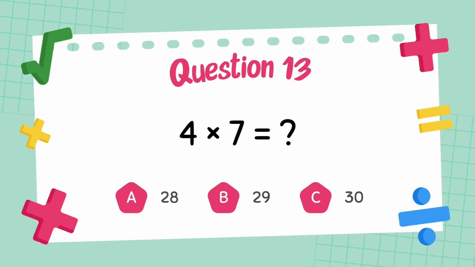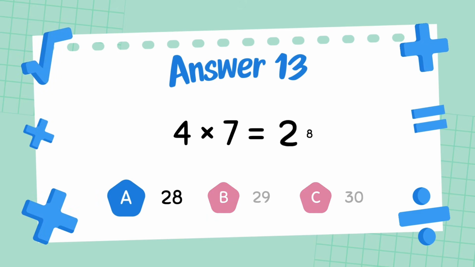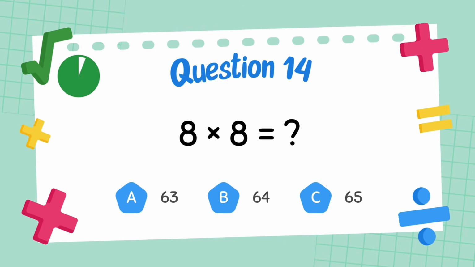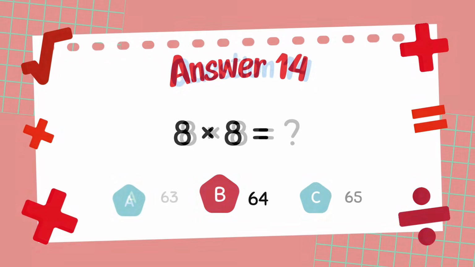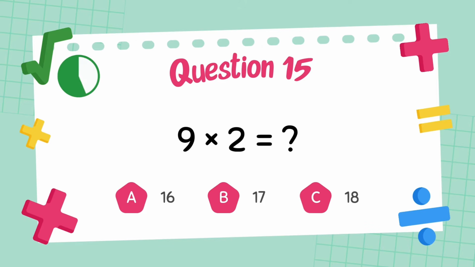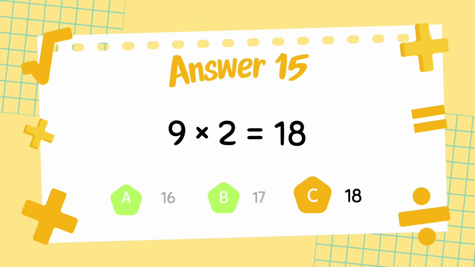What is 4 multiply 7? The answer is 28. What is 8 multiply 8? The answer is 64. What is 9 multiply 2? The answer is 18.